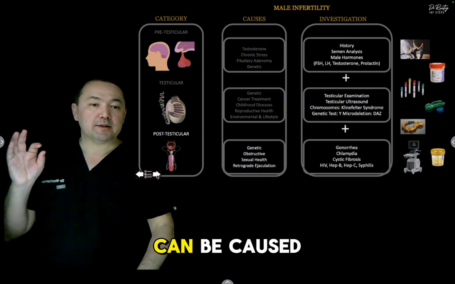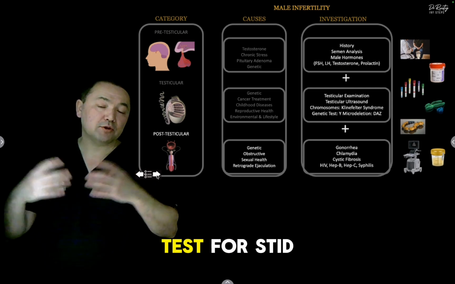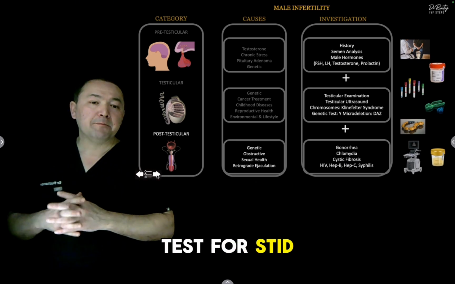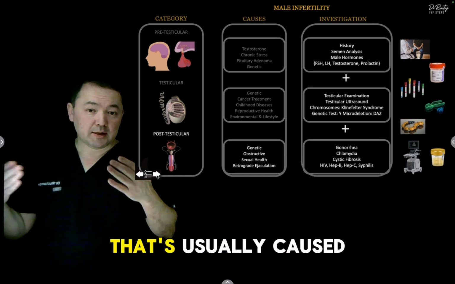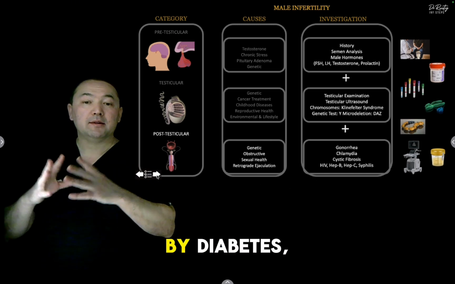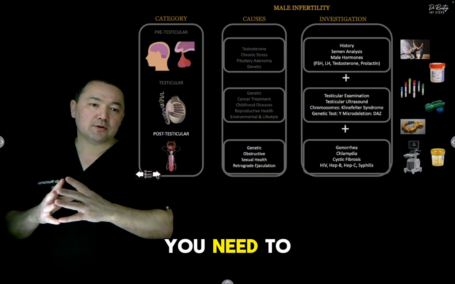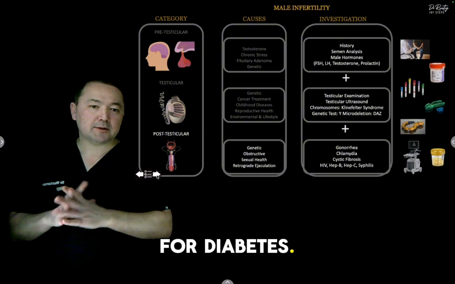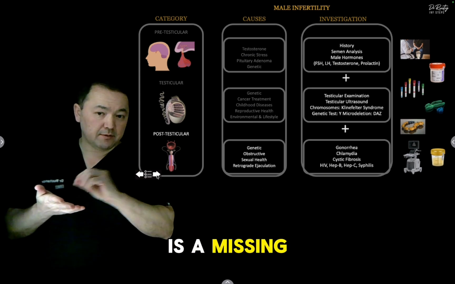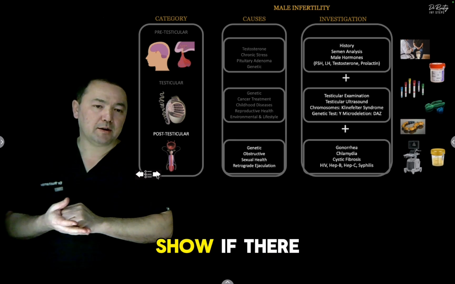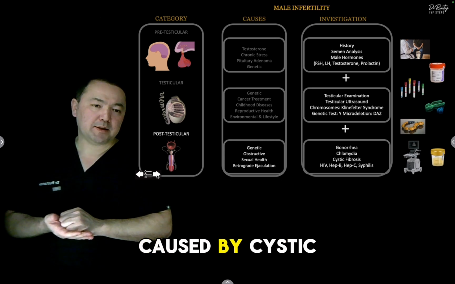And also this can be caused by STIs like chlamydia and gonorrhea, and you need to have a test for STIs. And also it can be caused by retrograde ejaculation. That's usually caused by diabetes or a history of prostate surgery. So you need to have screening for diabetes. And also an ultrasound scan can show if there is a missing vas deferens, for congenital absence of the vas deferens, like we said earlier, which is caused by cystic fibrosis.